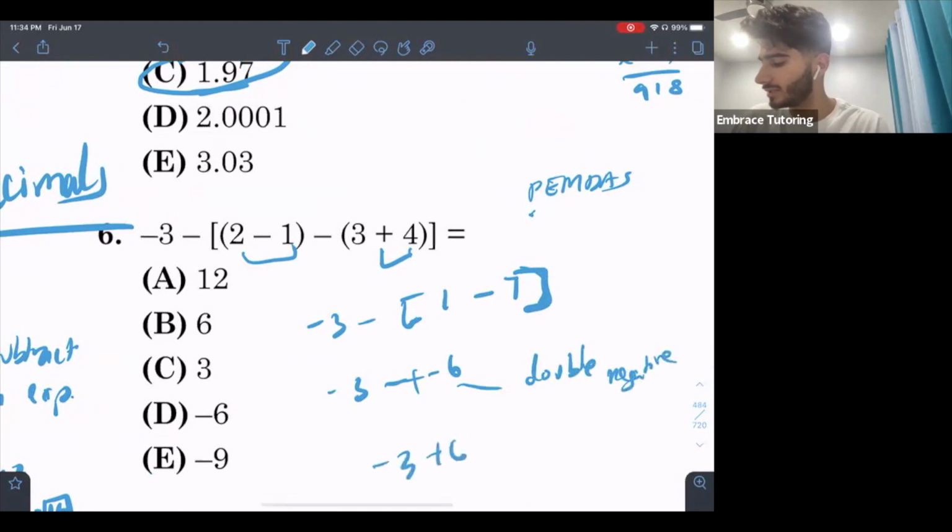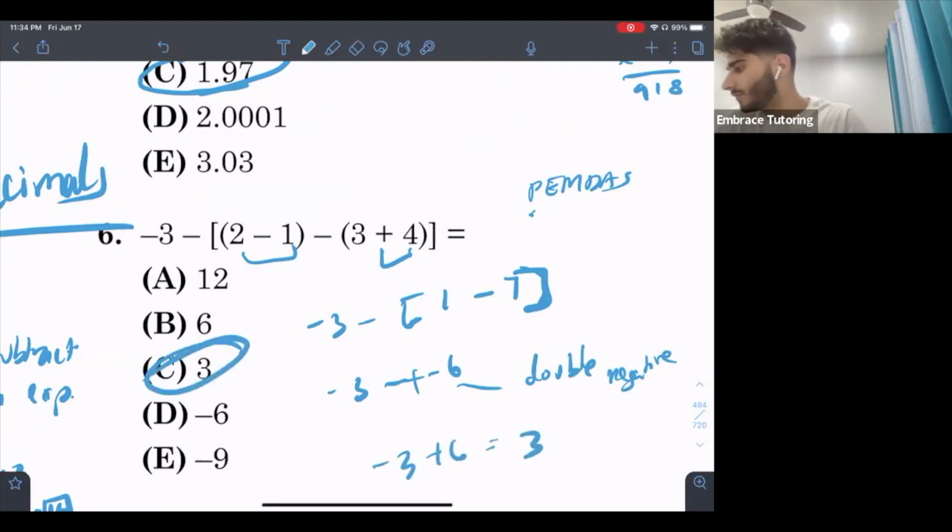So it becomes -3 plus 6, which is 3. Choice C for 6.